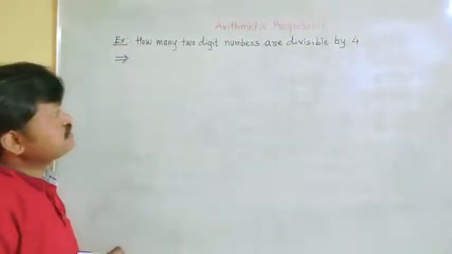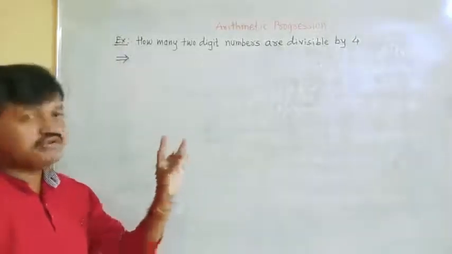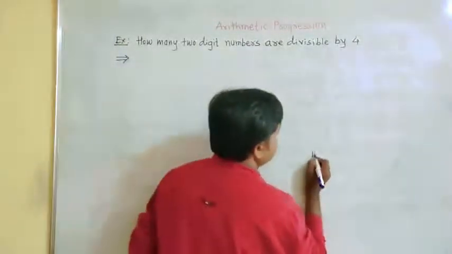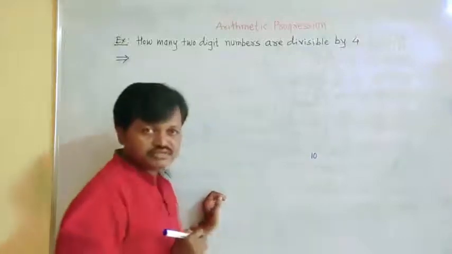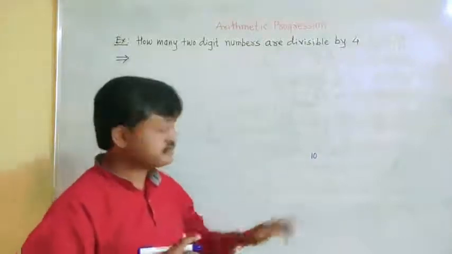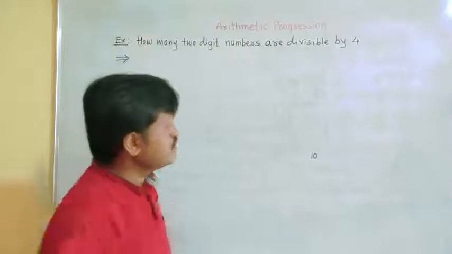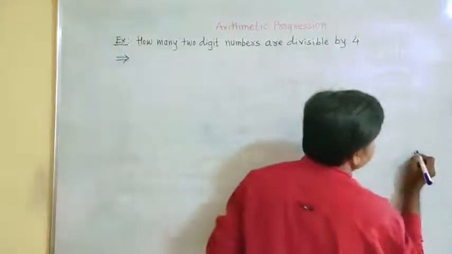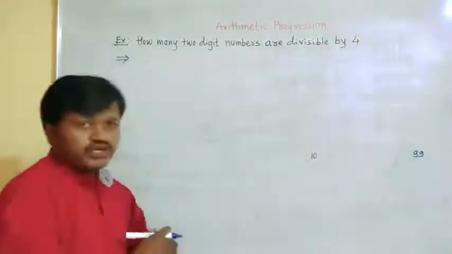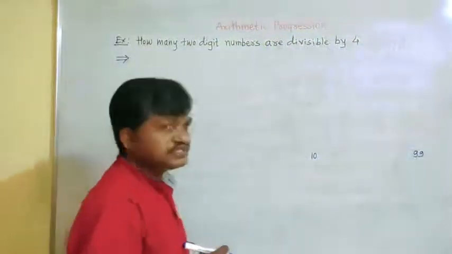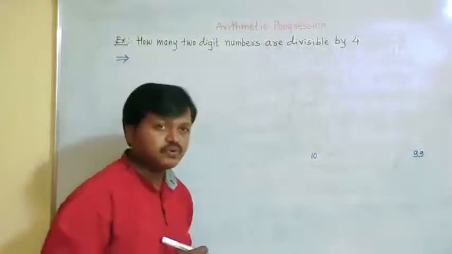So the first number after 10, 11, 12. Look here, 10 is the first 2-digit number. म्हणजे पहिली 2 अंकी संख्या किती आहे? 10 आहे. आणि शेवटची, the last 2-digit number is 99. So we find out the first 2-digit numbers which are divisible by 4.